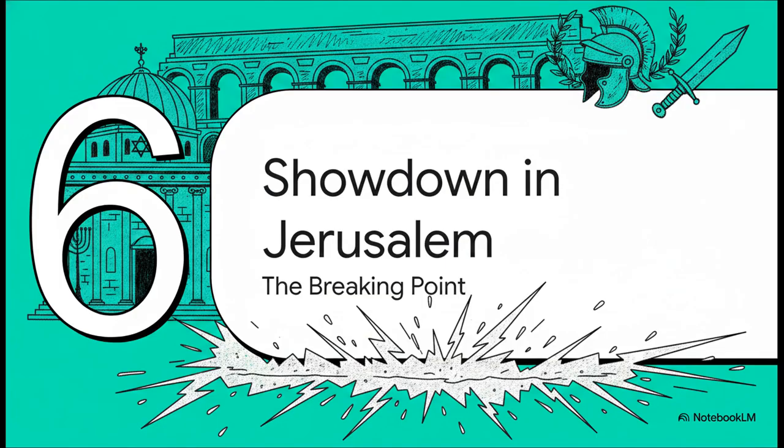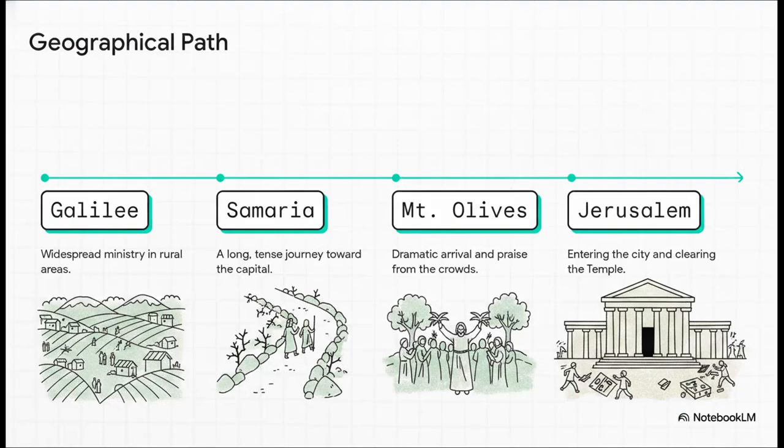The breaking point. And this brings us to Act 4 of the text. The physical progression has finally reached the epicenter of religious and Roman political power, and an explosive clash is, well, inevitable. You can clearly see how the structure of the book maps out a physical timeline tracking this rising conflict. It starts with a widespread ministry up in rural Galilee, then a long, tense journey through regions like Samaria. Next, the dramatic arrival at the Mount of Olives where crowds are literally praising him as a king. And finally, the climax, entering the capital city and directly clearing out the temple in Jerusalem.